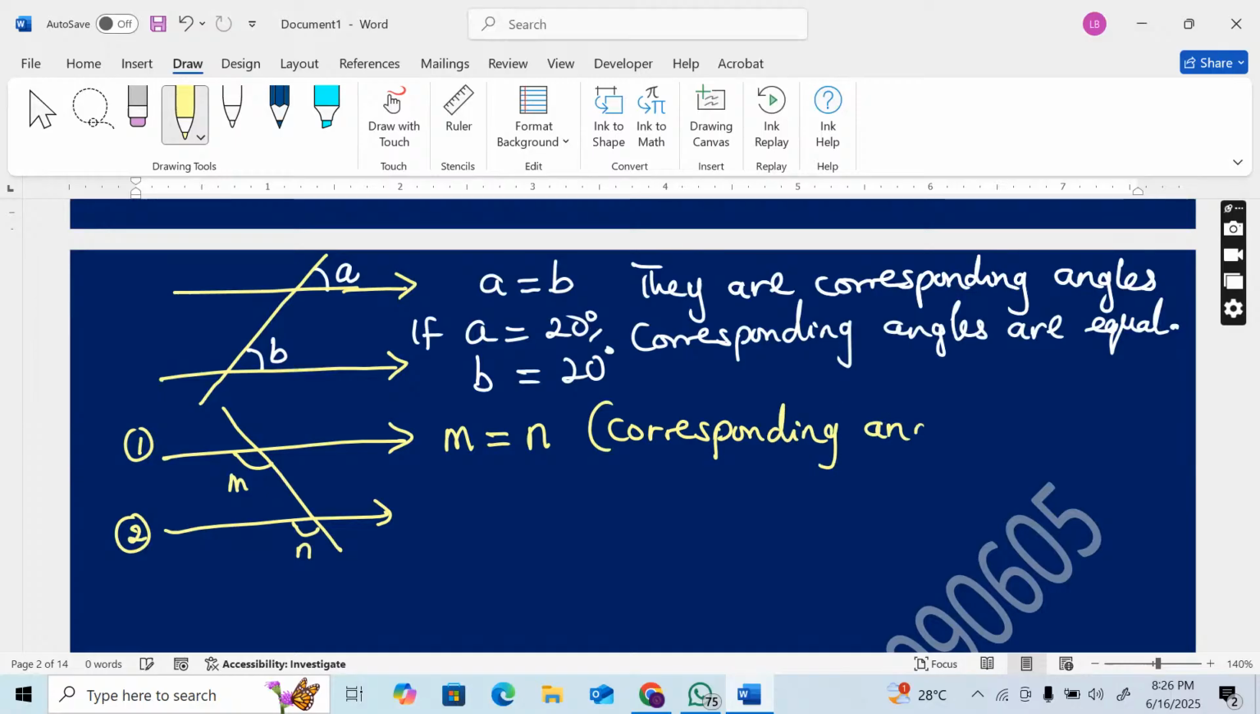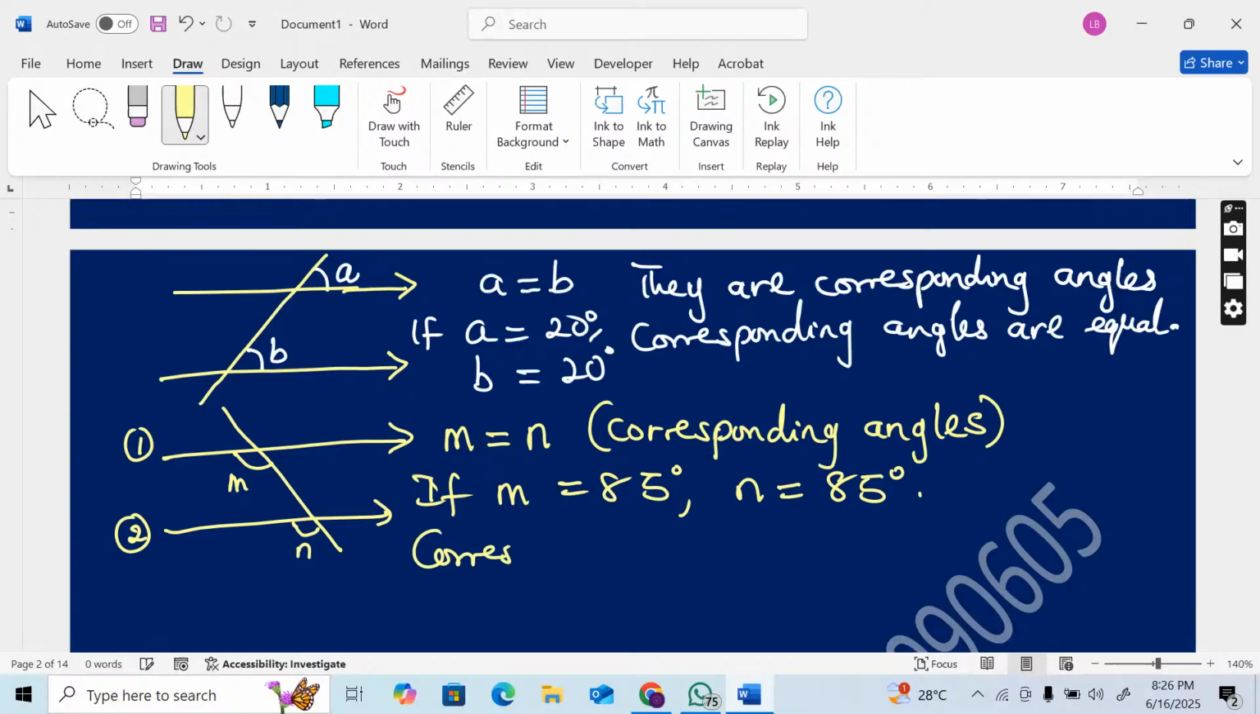Anytime you have questions on this, you are expected to write the reason. They are corresponding angles. So if M is equal to 85 degrees, N is also equal to 85 degrees because corresponding angles are equal. Corresponding angles are equal. Take note.